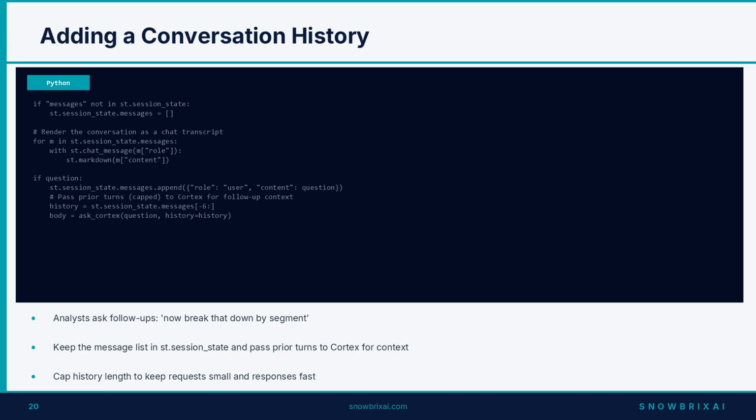Now make it a conversation, not a search box. Analysts ask follow-ups, like "now break that down by segment." So keep a messages list in session state. Append each user turn, render the thread as a chat transcript, and pass the prior turns back to Cortex for context. See the cap on screen: the last 6 turns only, so requests stay small and answers stay fast. That trimmed history is what turns this from a one-shot query box into something that actually feels like a conversation.